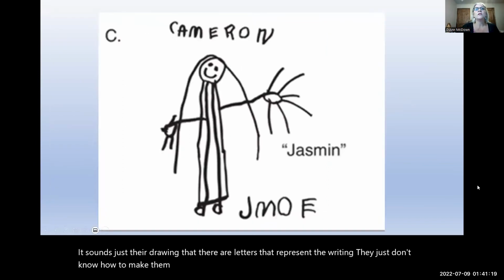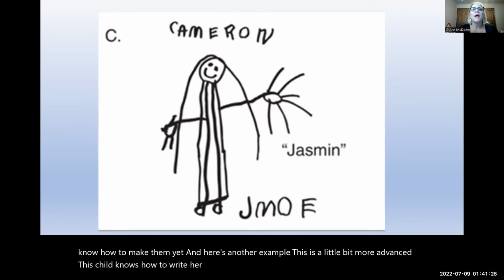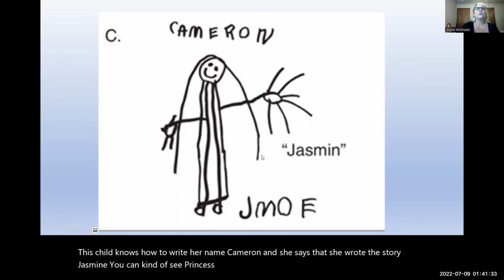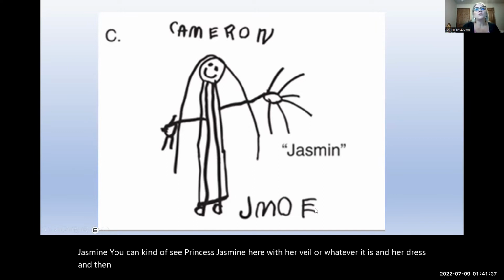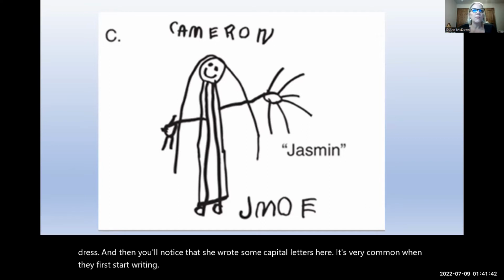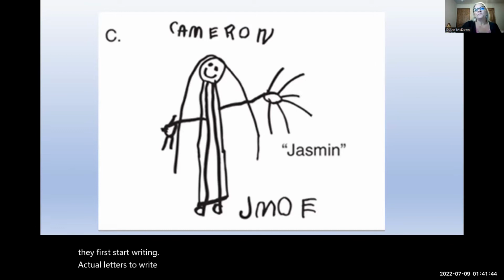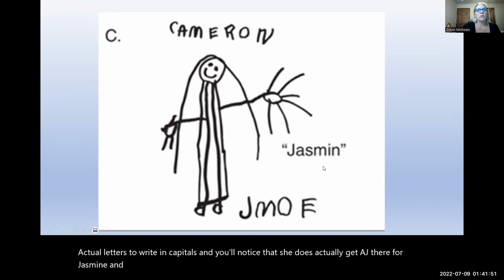And here's another example. This is a little bit more advanced. This child knows how to write her name, Cameron, and she says that she wrote the story Jasmine. You can kind of see Princess Jasmine here with her veil or whatever it is and her dress. And then you'll notice that she wrote some capital letters here. It's very common when they first start writing actual letters to write in capitals. And you'll notice that she does actually get a J there for Jasmine, and an M for the M in the word Jasmine.